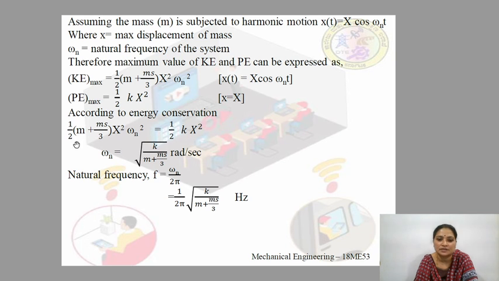Simplifying this equation and cancelling the similar terms, the equation for angular frequency omega n can be obtained as omega n is equal to under the root k divided by m plus ms by 3 radians per second. Using the equation for angular frequency, the natural frequency can be calculated as f is equal to omega n by 2 pi. So therefore f is 1 by 2 pi into square root of k divided by m plus ms by 3 hertz.